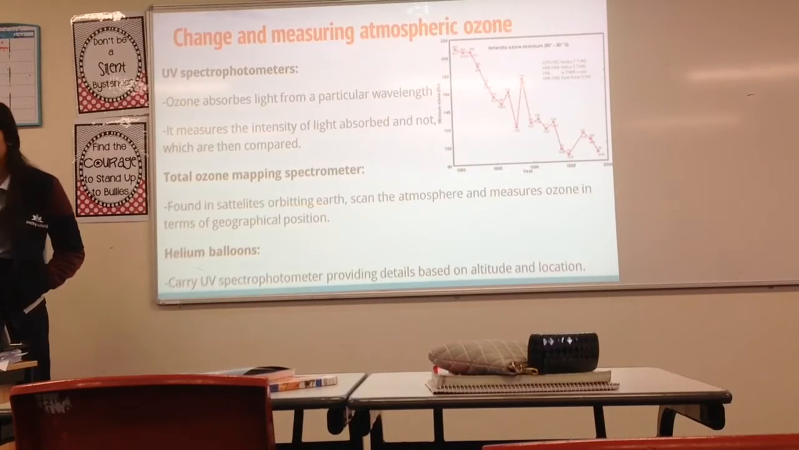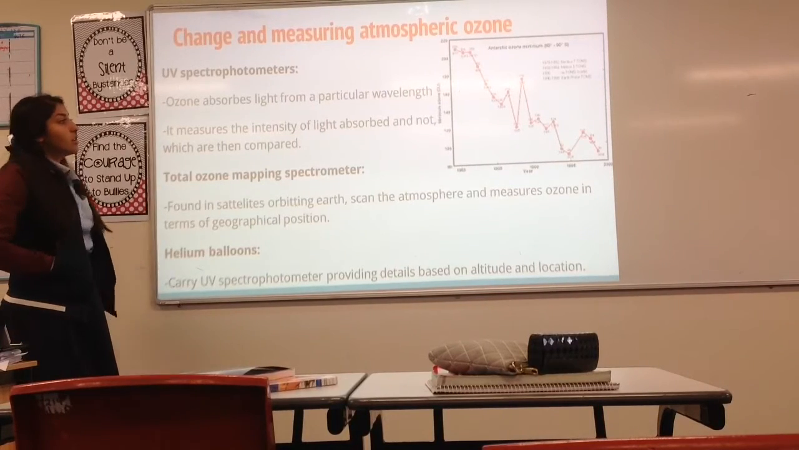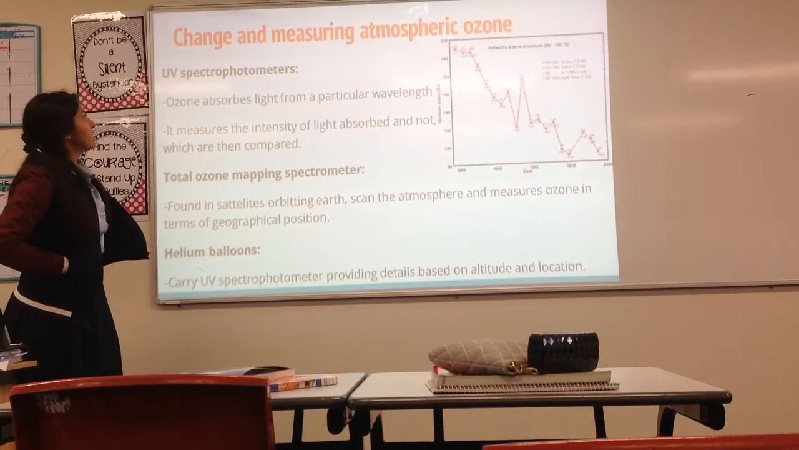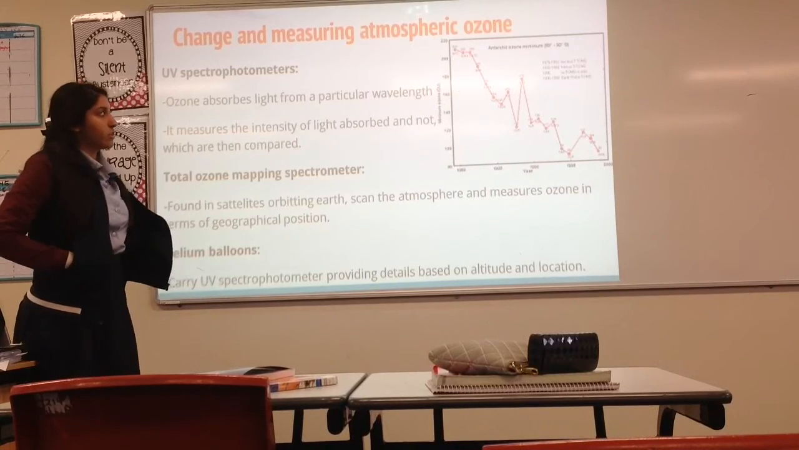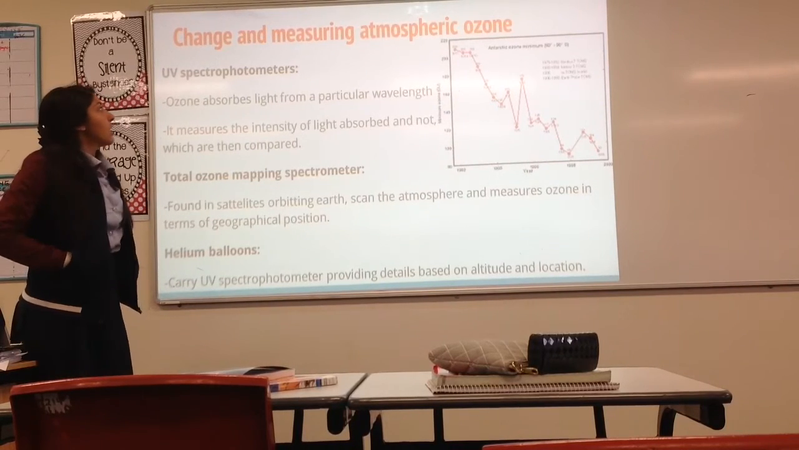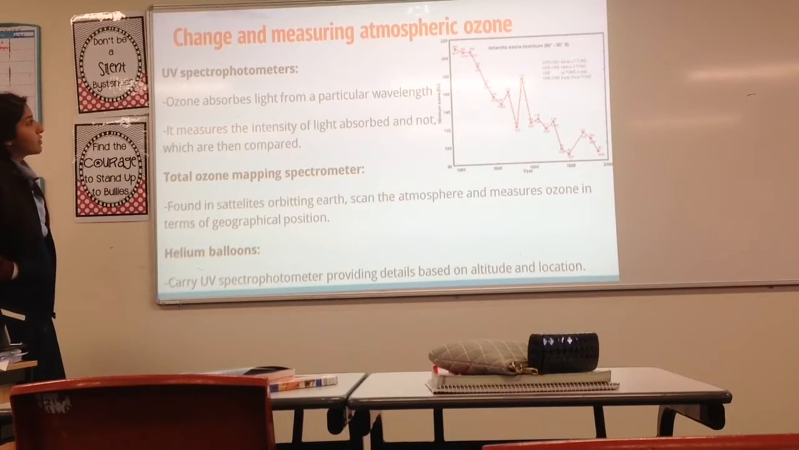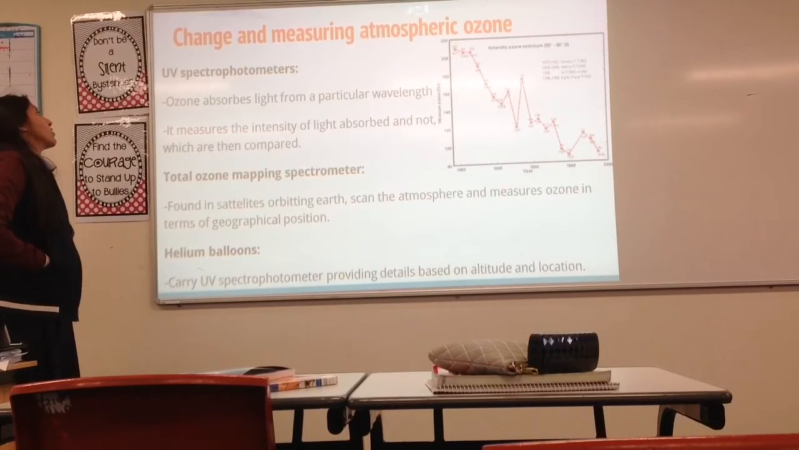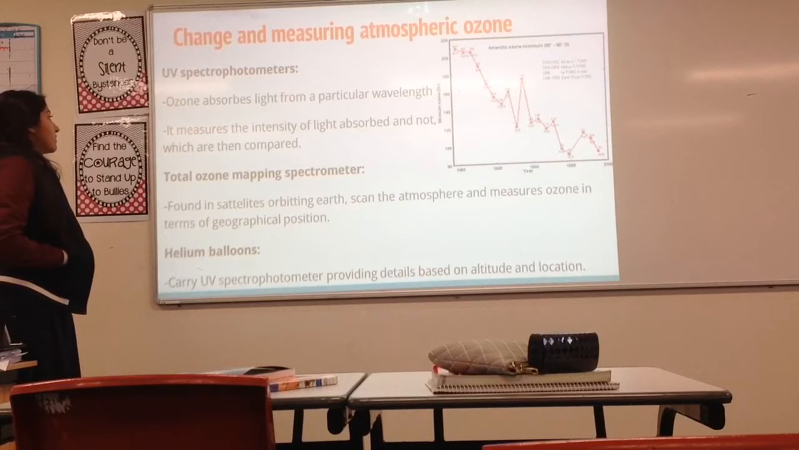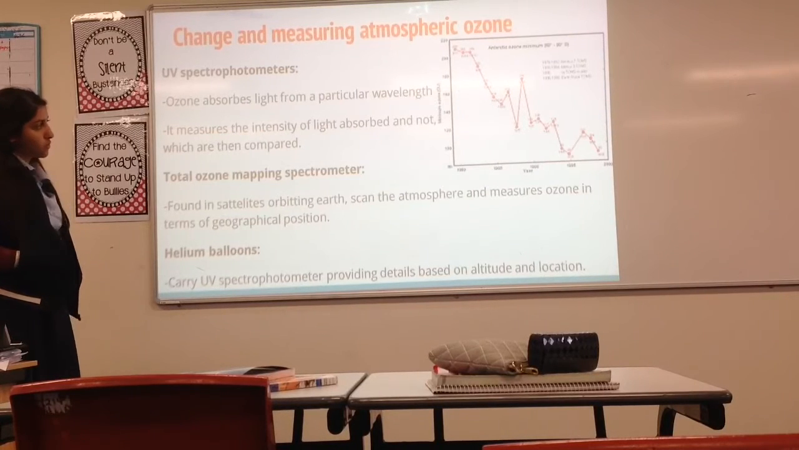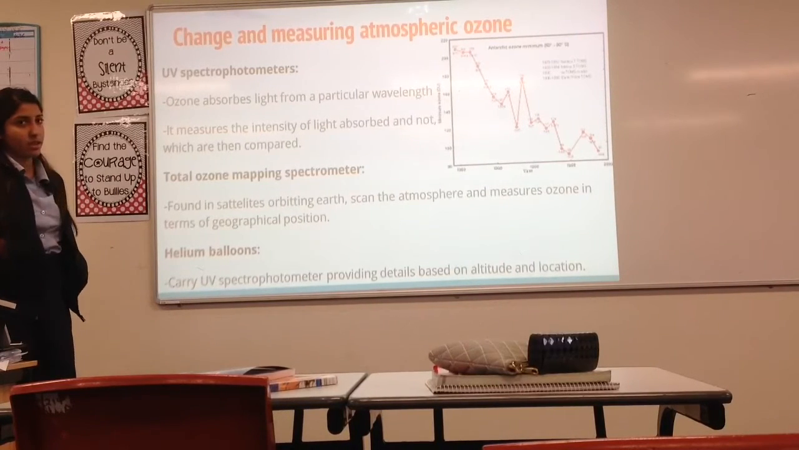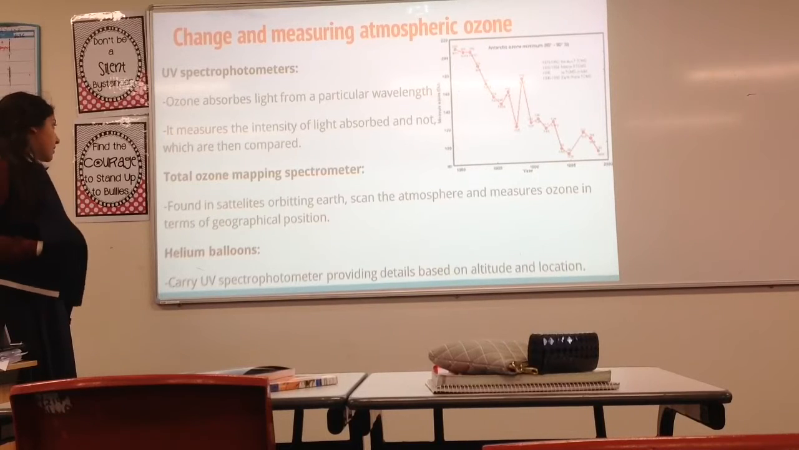Change in measuring atmospheric ozone. The graph over there just shows that there has been a gradual decrease in ozone concentration over the years. And the three ways of measuring ozone, first, is through UV spectrophotometers, so ozone absorbs light from a particular wavelength, and this device measures the intensity of the light absorbed and not absorbed, which are then compared, and then calculations are made.